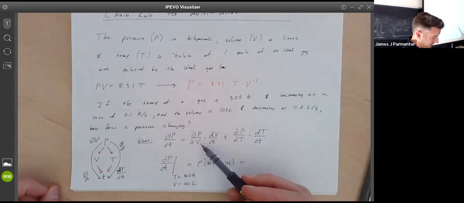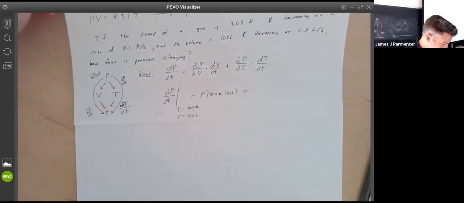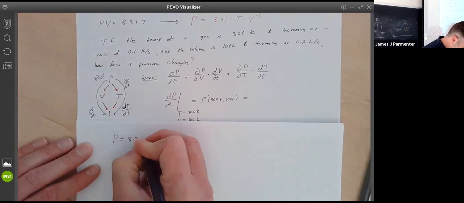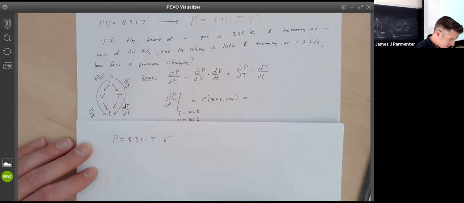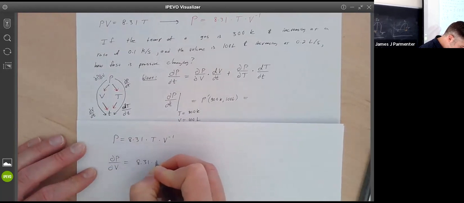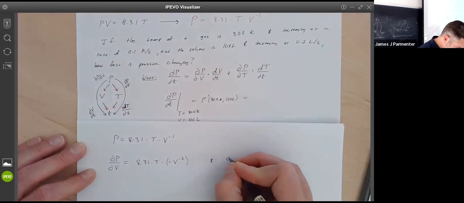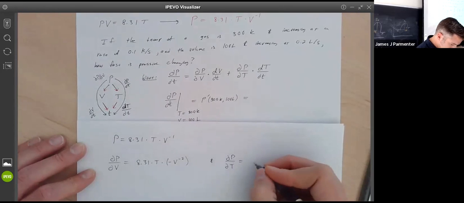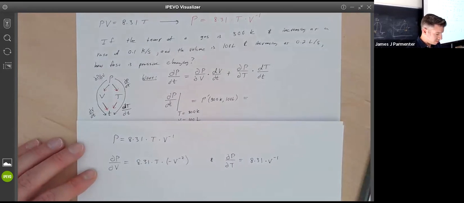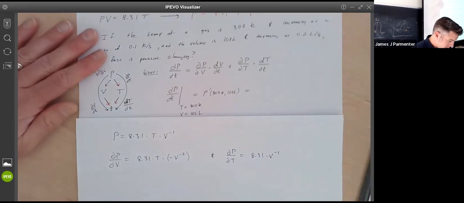So I actually need to find the things, right? I didn't actually write down the things yet. So I actually still need to find what these are. So let's see. I have my function P equal to 8.31 times T times V to the -1. And I have that del P del V is 8.31 times T times -V to the -2nd. And I have that del P del T is just 8.31 times V to the -1st. It's not too terrible.